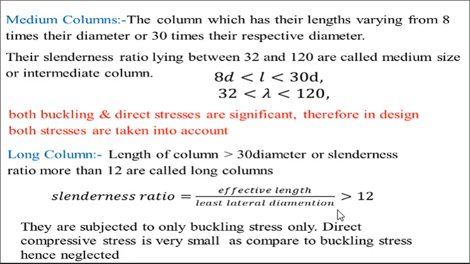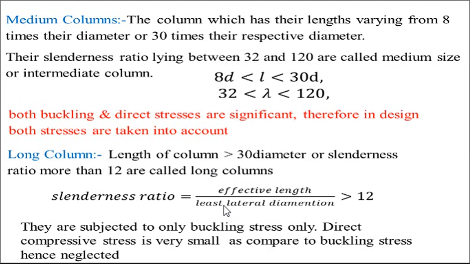If that slenderness ratio value is greater than 12, then that column is called a long column. Or in other words, if the length is more than 30 times the diameter, 30D, that is also called a long column. They are subjected to only buckling stresses.